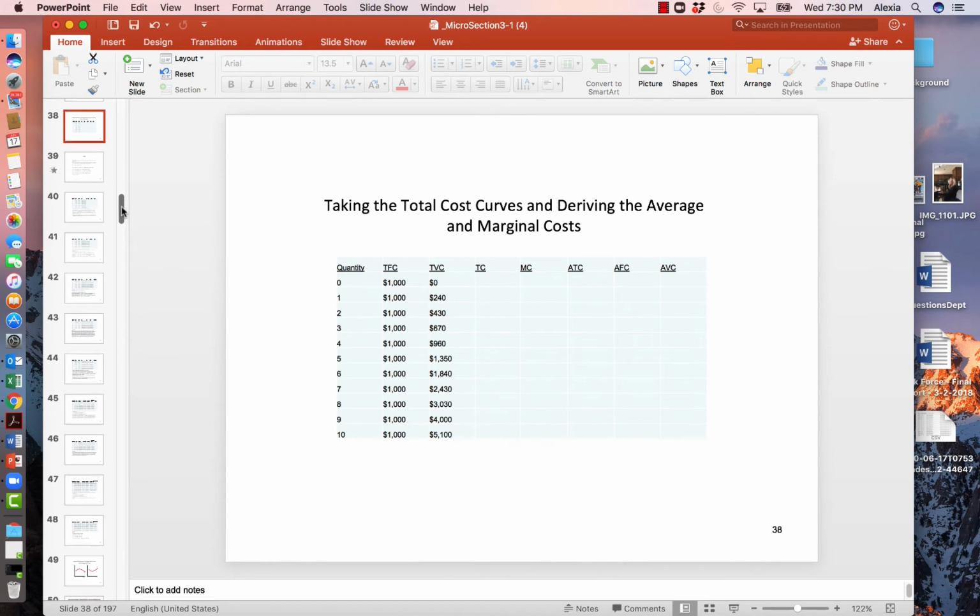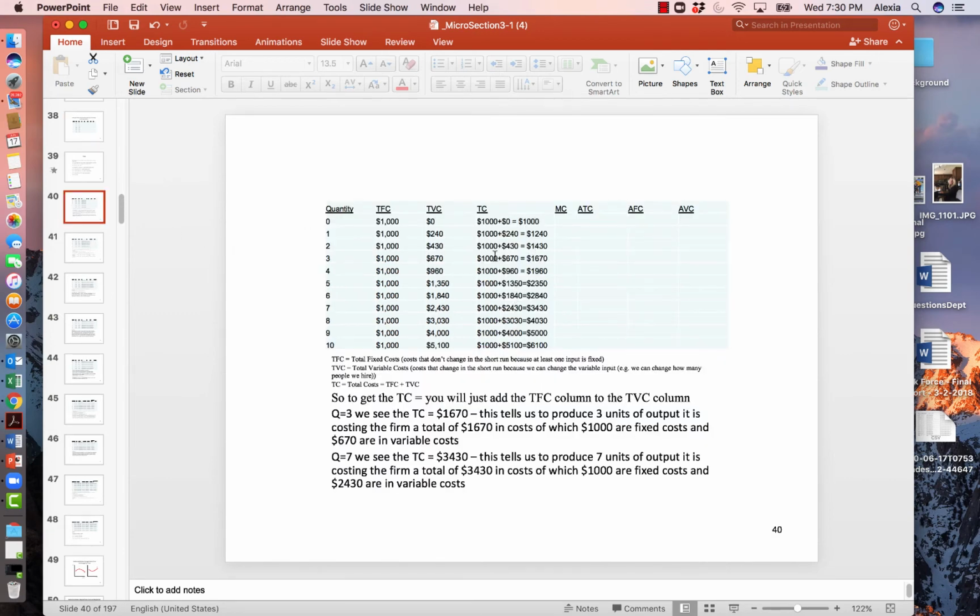So how do we do this? Well, how do we get total costs? Well, you take your fixed and your variable and add them together. So that would be 1,000. You take your fixed and your variable, and that would be 1,240. Your fixed and your variable, 1,430. I'll just do a couple more, 1,670. And so notice everything we're doing here, we're just adding the $1,000 to every variable cost. So this tells us if we want to produce 4 units of output, it's going to cost us $1,960.